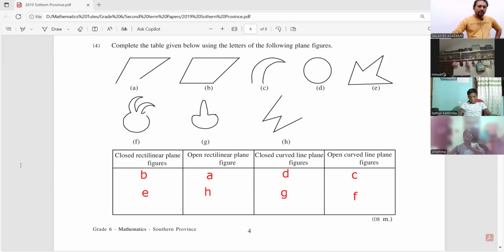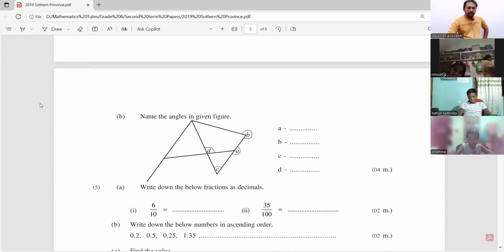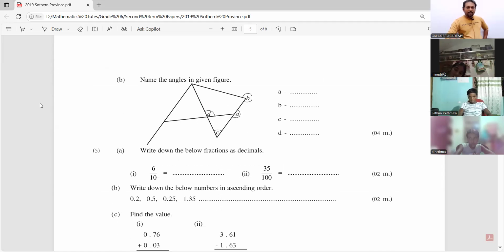Right, then let's go to the next part of the fourth question. The next part given, simple B part. Name the angles in given figure. There are 5 types of angles you studied, no? Acute angles, right angles, obtuse angles, straight angles, and reflex angles. Then look at A. A is straight angle.